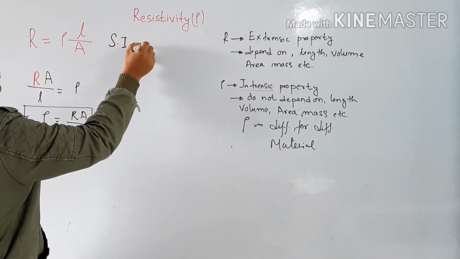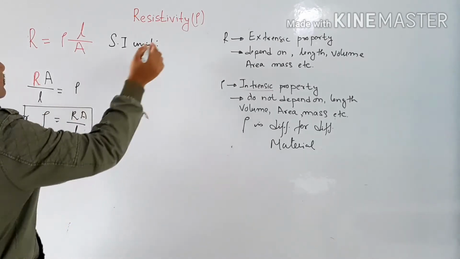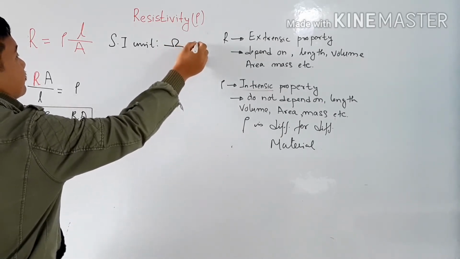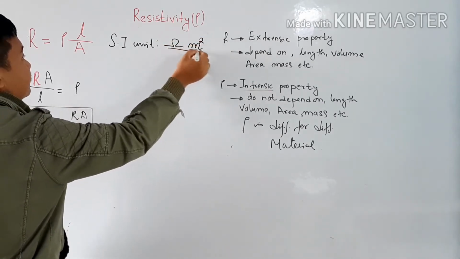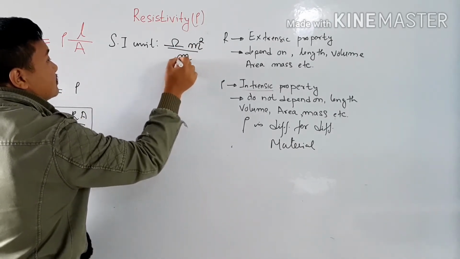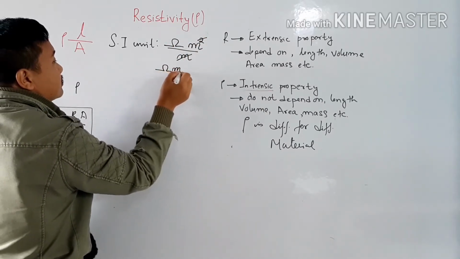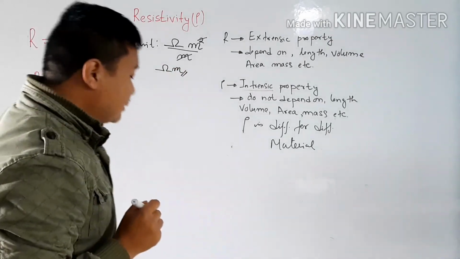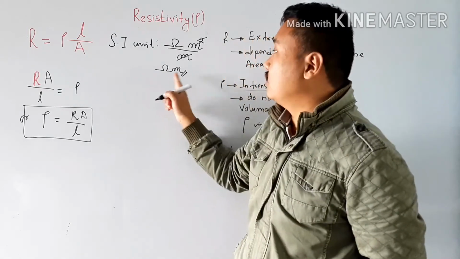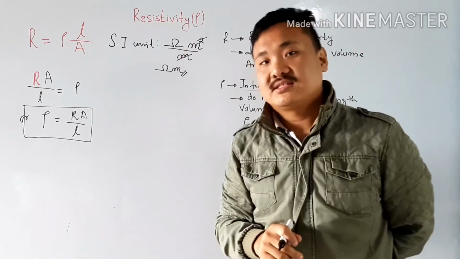Let me go to the SI unit then. What is the SI unit of resistivity? R is resistance, so it has ohm, and A is area, and the SI unit of area is meter square, divided by length, whose SI unit is meter. So this meter will cancel with the square, then we get ohm meter. Some may ask what is that physical quantity whose SI unit is ohm meter? Then we should be able to say that this is the resistivity.